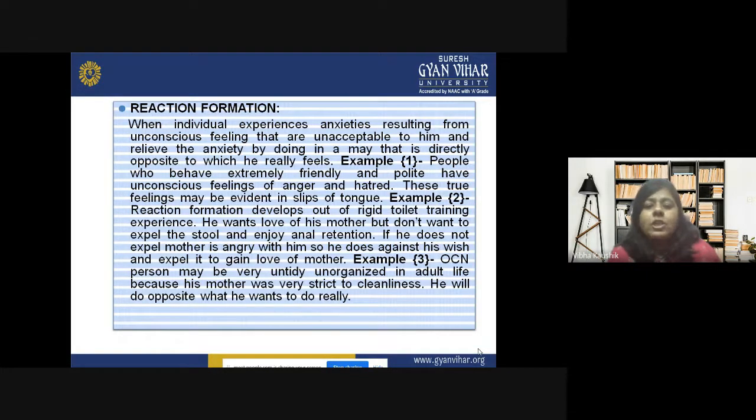Example 2: reaction formation develops out of rigid toilet training experience. He wants the love of his mother but does not want to expel the stool and enjoys anal retention. If he does not expel, mother is angry with him, so he goes against his wish and expels it to gain the love of his mother. Example 3: an OCD person may be very untidy and unorganized in adult life because his mother was very strict about cleanliness, so he does the opposite of what he really wants.